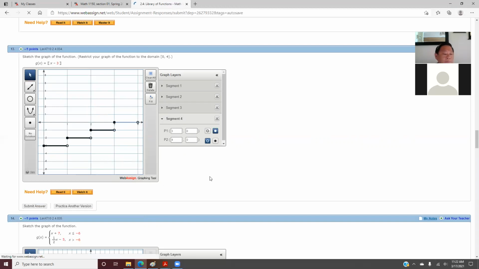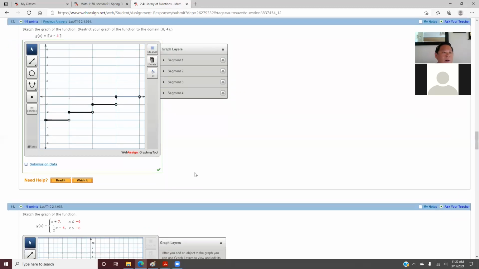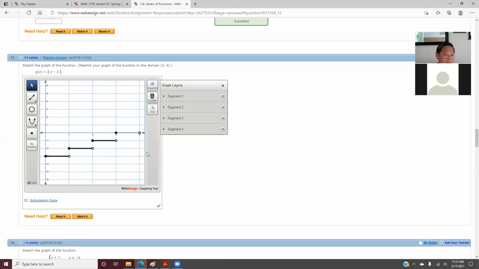You all right there, Sinu? Yeah. So this is called the step function in this case.